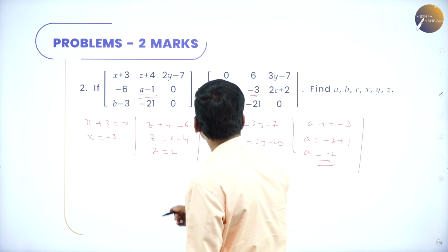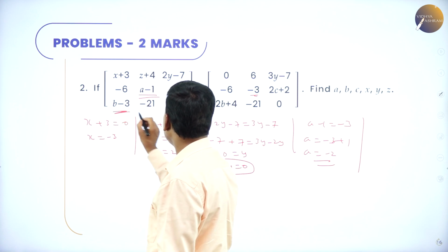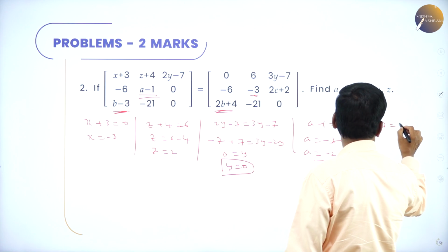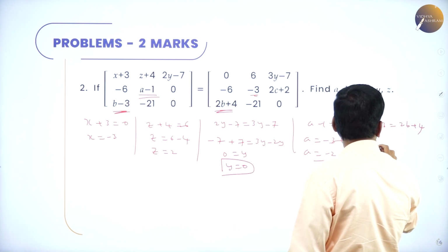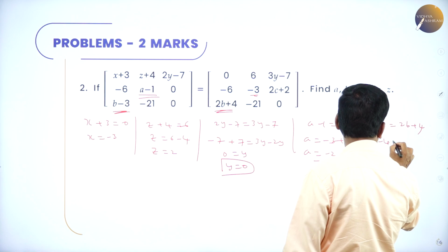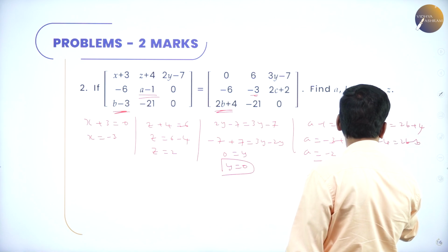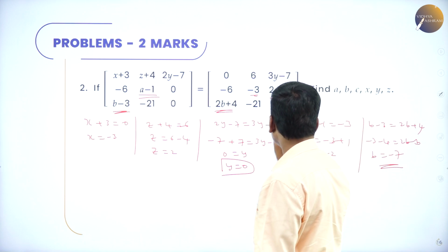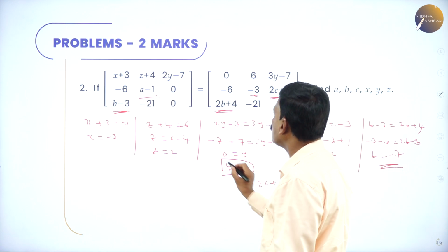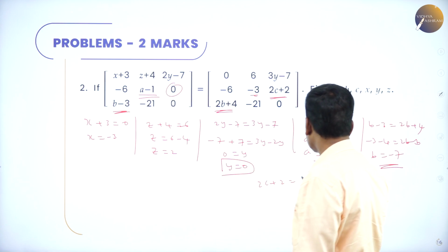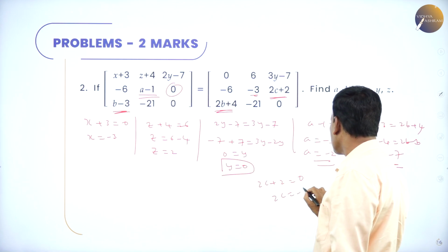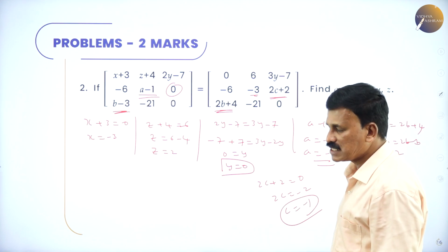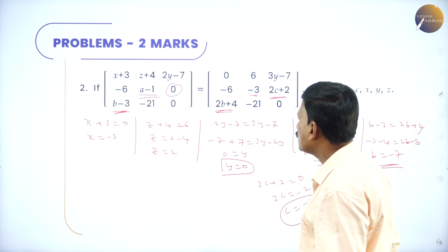Now B, where is B? Here you are going to get B. So B minus 3 is equal to 2B plus 4. Then transfer this. Minus 3 minus 4 is equal to 2B minus B. So B is equal to minus 7. Next, the last one is this. 2C plus 2 is equal to 0 here. Corresponding elements. So 2C is equal to minus 2. C is equal to minus 2 by 2, which is minus 1. So this is the easiest way to solve this problem.